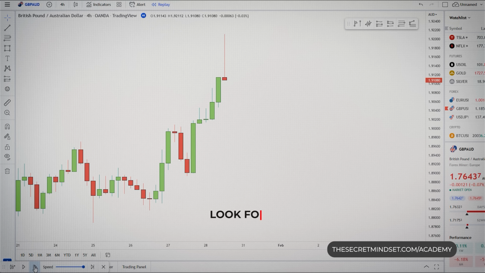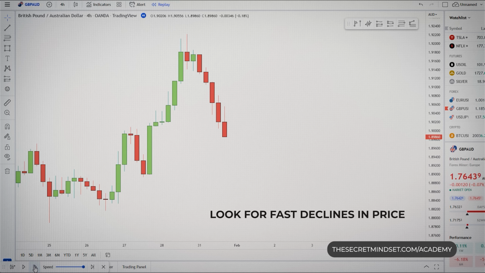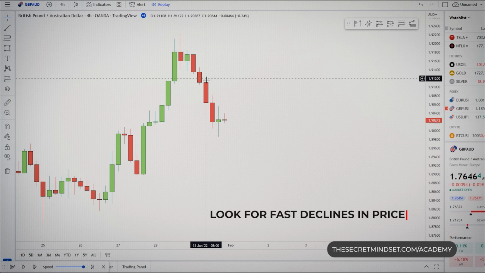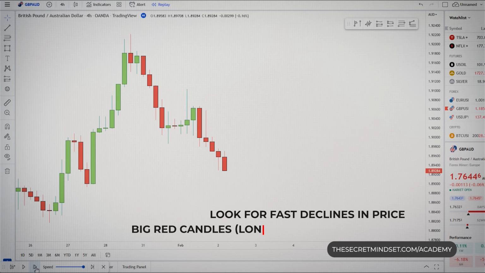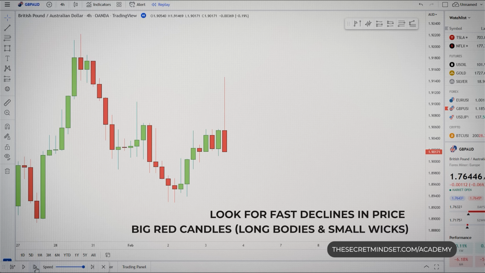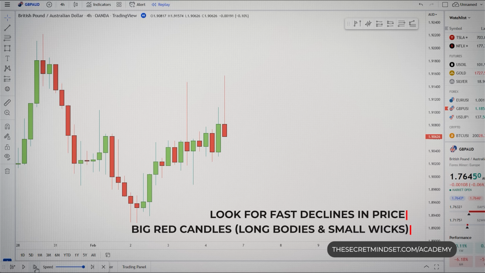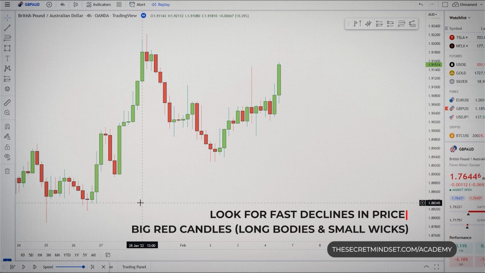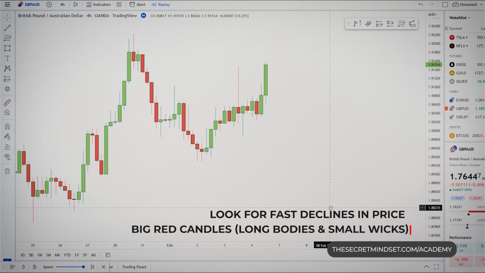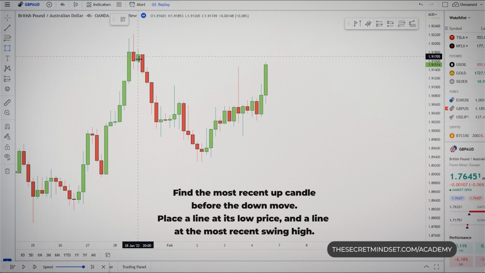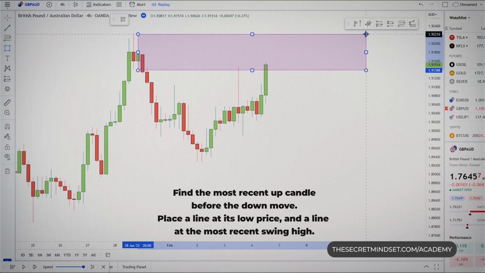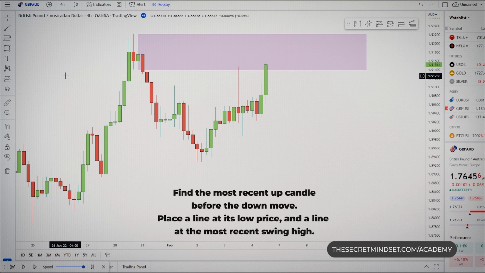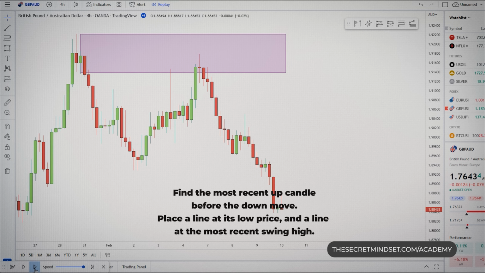To find supply zones, first, you're looking at fast declines. Sharp declines occur when supply comes into the market, which happens when the banks sell. Again, you look for big red candles with long bodies and little or no wicks. In theory, price has a high probability of reversing once it returns to the source of the decline. You then find the most recent up candle before the sharp down move and place a line at its low price and another line at the most recent swing high that formed at the source of the move.